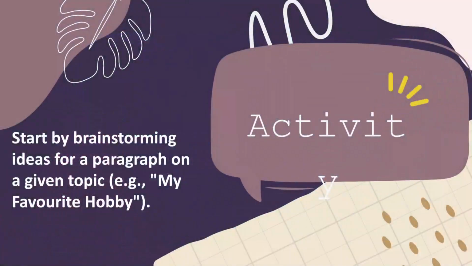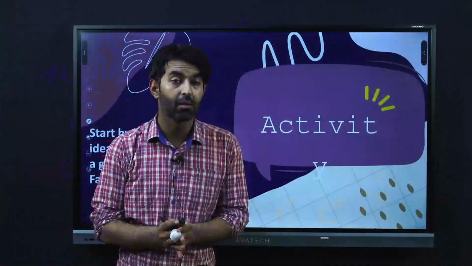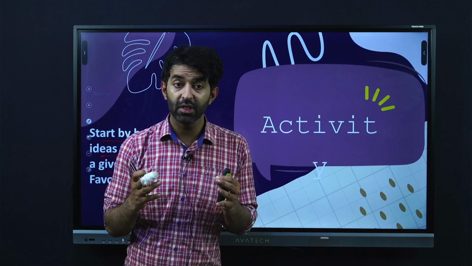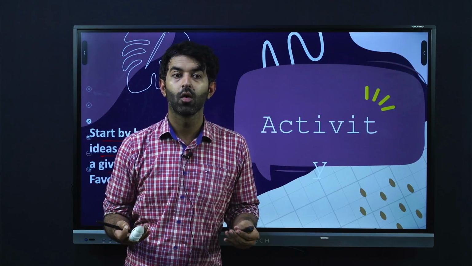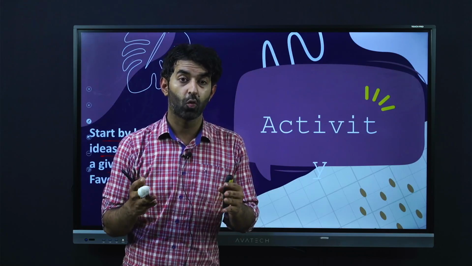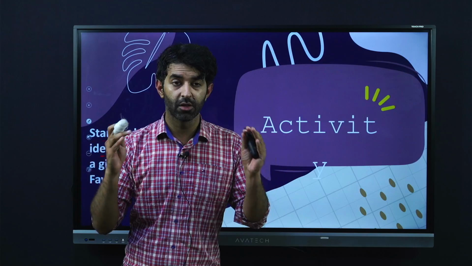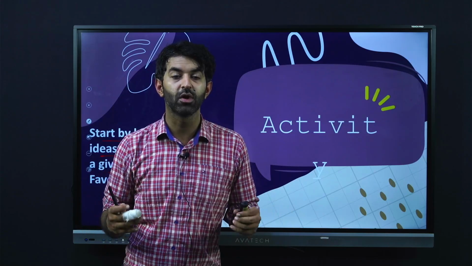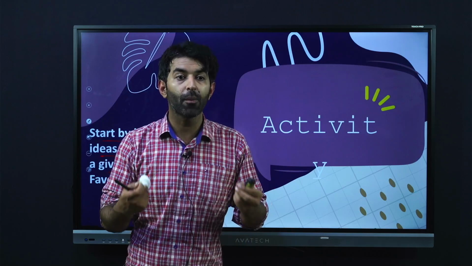Now this is your activity. For that part, you have to start by brainstorming ideas for a paragraph on the given topic, my favorite hobby. Now, if we have this exemplary topic, my favorite hobby, first we will brainstorm. We will think about hobbies, what they are, what do I like when it comes to hobbies, do I do them, and what are my favorite hobbies. You can plan it, think about it, write it on paper. This is what we call brainstorming. We are storming our brains for the topic that we are going to write.